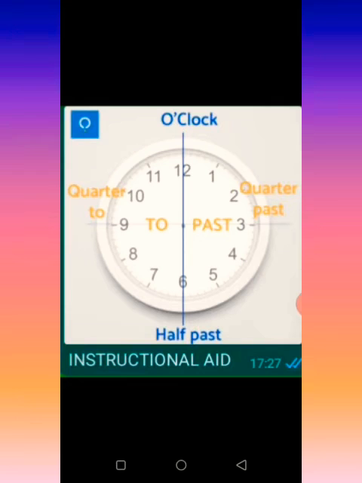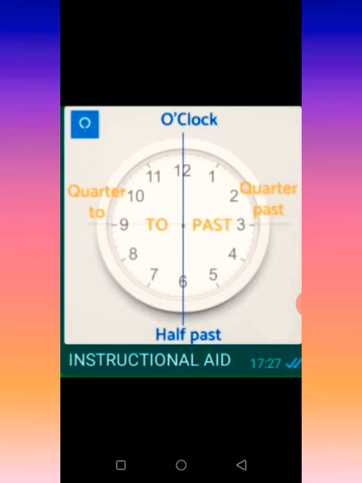You can see the face of this clock is divided into 4, and that will enable you to understand better what we mean by quarter past and quarter to, then the half past and the o'clock. Whenever the long hand is on 12 and the short hand is on any of the other numbers, even including 12, that time is o'clock. The long hand is always the determinant in telling time.